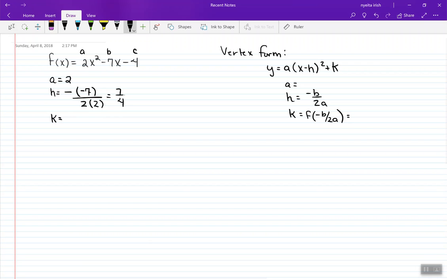And in order to find k, you take your value and you plug it back into the function to get your k value. So k is f of 7/4. Everywhere there's an x, you're taking it out, putting in 7/4 squared minus 7 times 7/4 minus 4. So everywhere there's an x, it came out. Using your calculator, or you can do this by hand, either way, I computed this out to be negative 81/8.